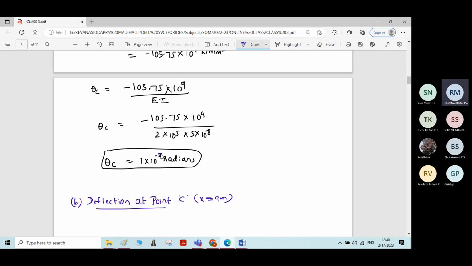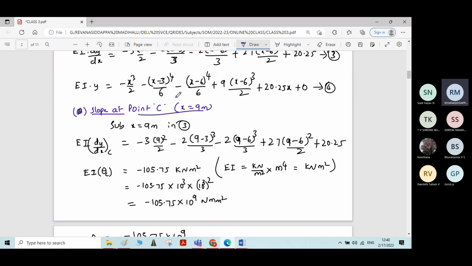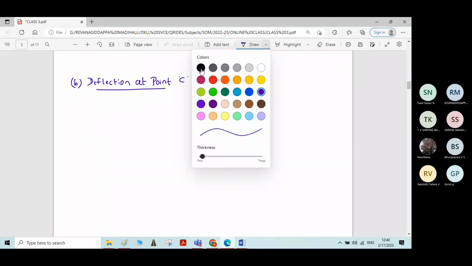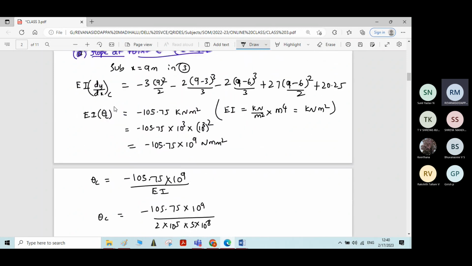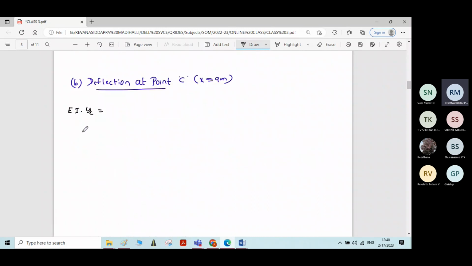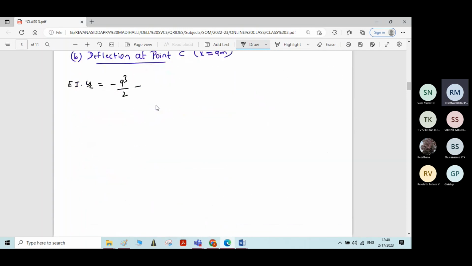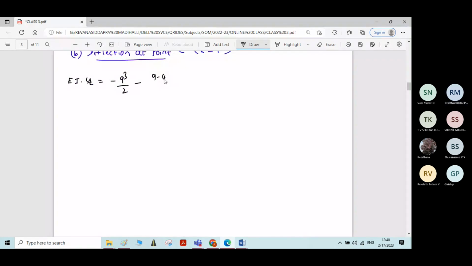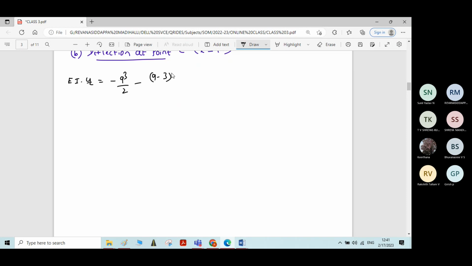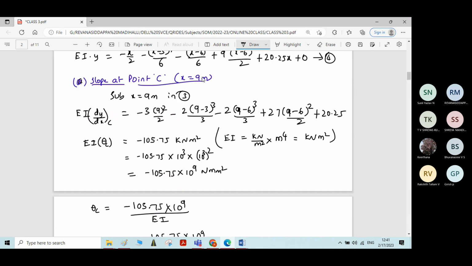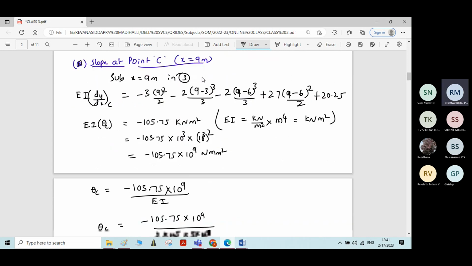Okay, whatever the answer you get, you take it. Minus 3 radians. Now to find the deflection at point C, substitute x equal to 9 meter in the deflection equation. EI into y, the deflection at C you are finding, is YC equal to minus 9 cube by 2 minus of x minus 3 to the power of 4 divided by 6, that is 9 minus 3 to the power of 4 by 6, minus 9 minus 6 to the power of 4 by 6.